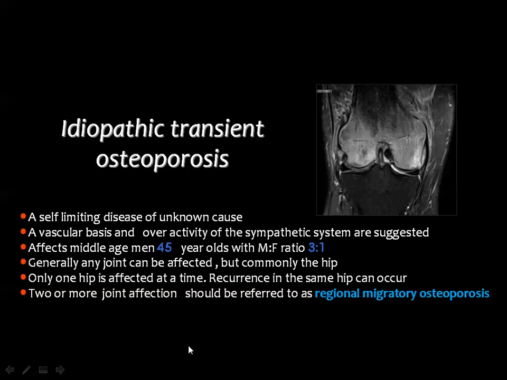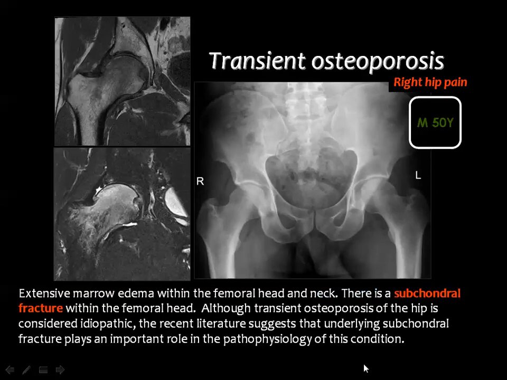Then this disease affects males in the range of 45 years of age, and the male to female ratio is 3 to 1. At a time, a single joint may be affected, and this is commonly the hip. But if the disease affects two or more joints, it should be known as regional migratory osteoporosis.